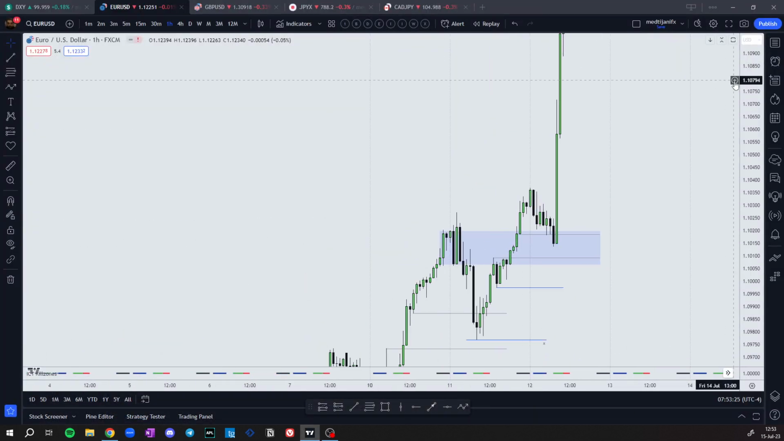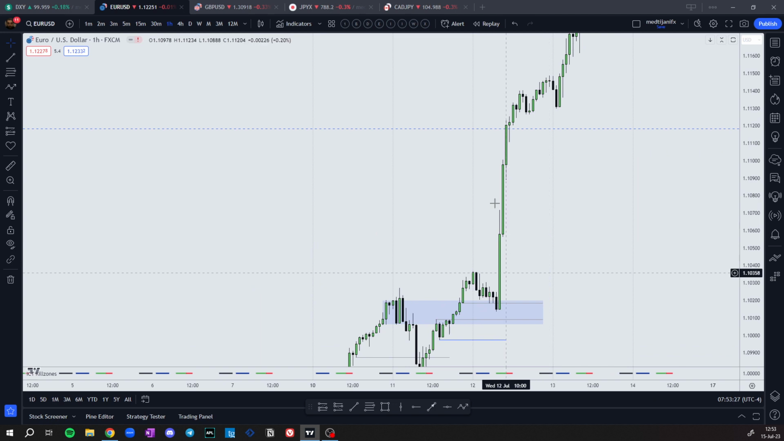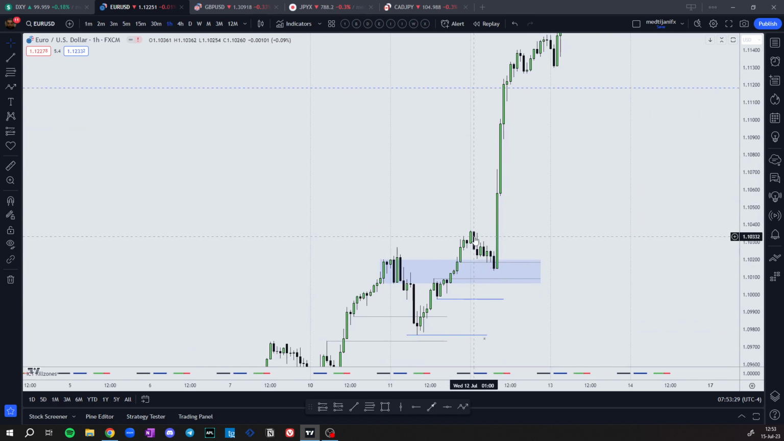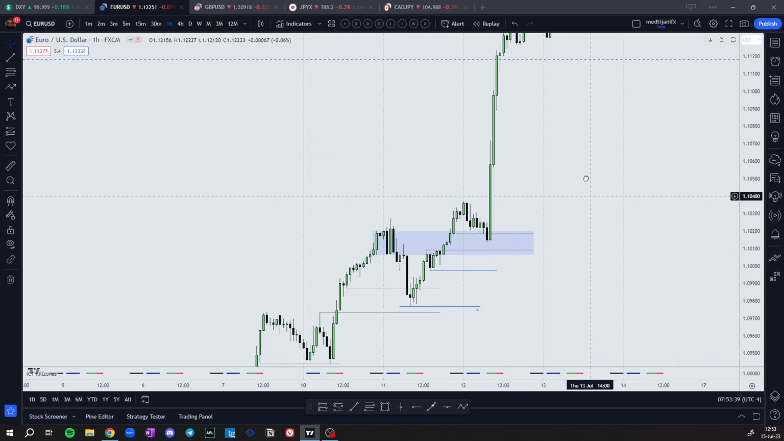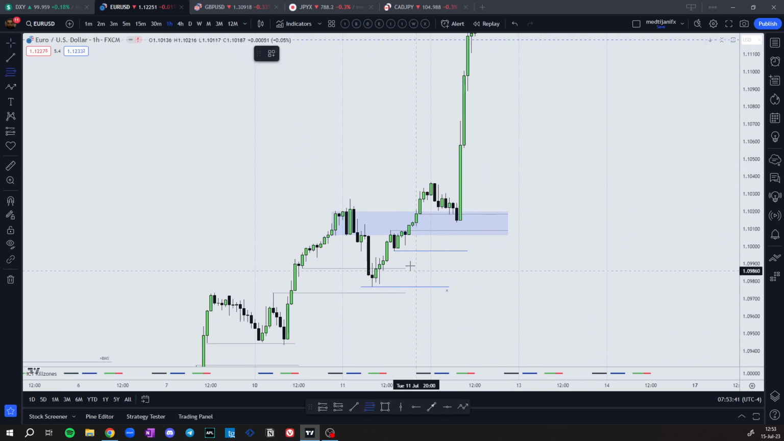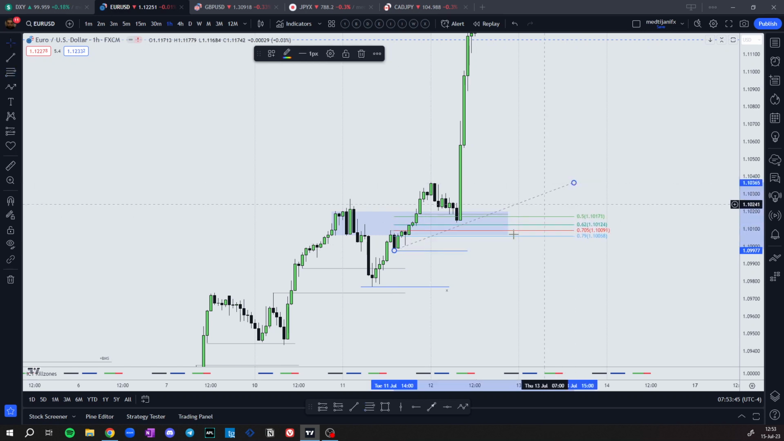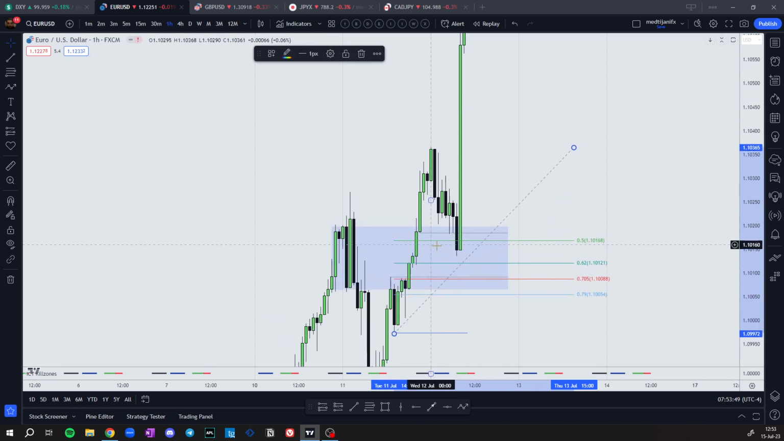So on Wednesday, price has been dropping lower to our fair value gap, and during the CPI news, price went higher. So price has retraced to this range, from this low to this high here. Price has retraced to this range here, to discount.